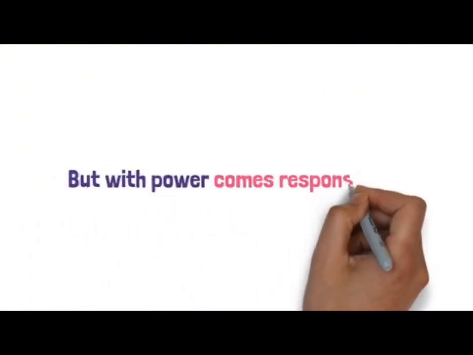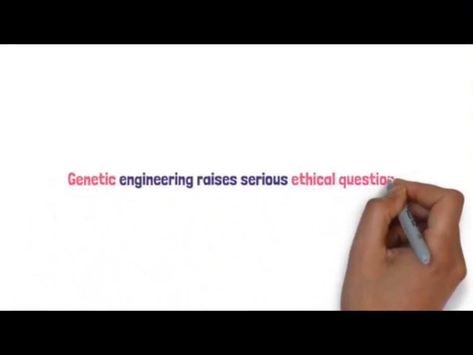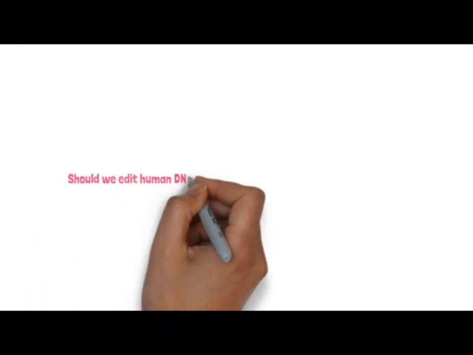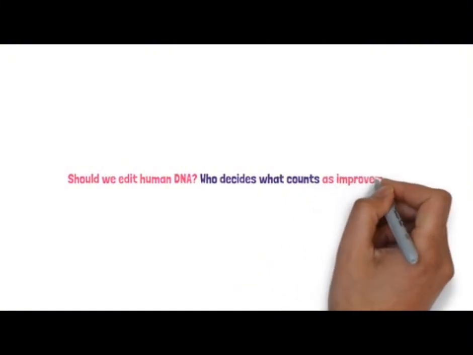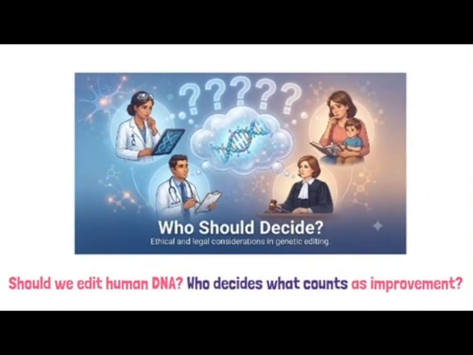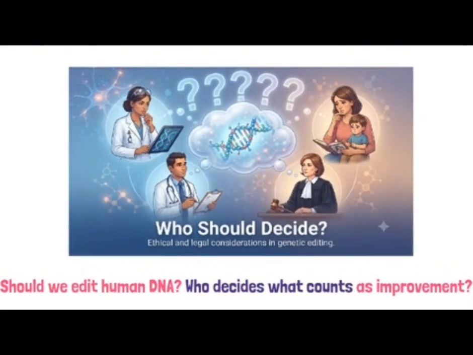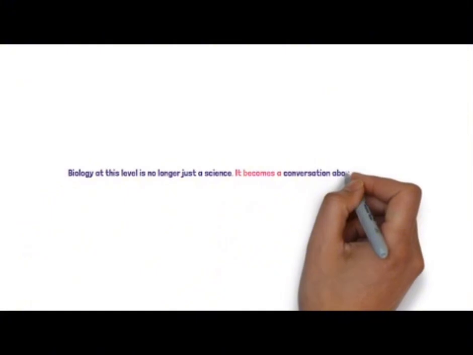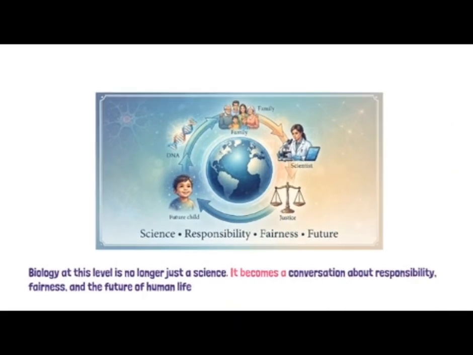But with power comes responsibility. Genetic engineering raises serious ethical questions. Should we edit human DNA? Who decides what counts as improvement? Could new technologies increase inequality between people? And what are the risks of altering ecosystems by changing the genetic structure of plants or animals? Biology at this level is no longer just a science. It becomes a conversation about responsibility, fairness, and the future of human life.